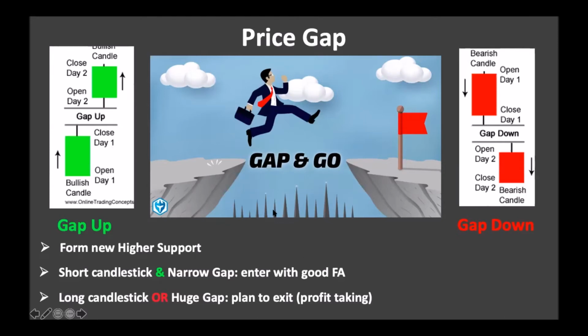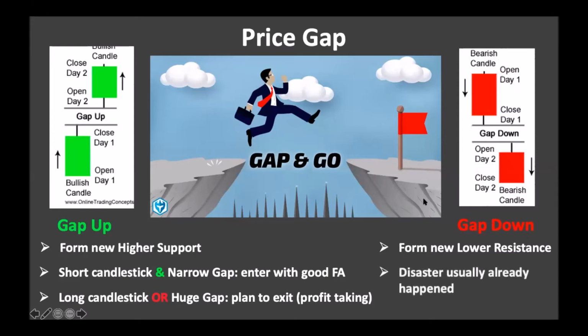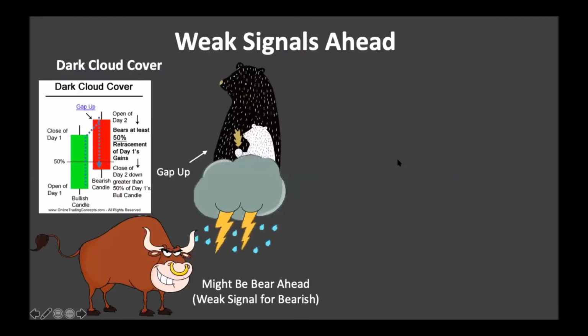For a gap down, it forms a new resistance on top. Maybe this is a resistance from the beginning. So when it hits, then goes down here, it gaps down here and becomes a new resistance. So it's very bad because the resistance becomes lower. That means the price won't go up much. So disaster has usually already happened when you see this sign. They form a new resistance at the lower level. Now, a weak signal ahead for us to know so that we don't panic and take unnecessary action.